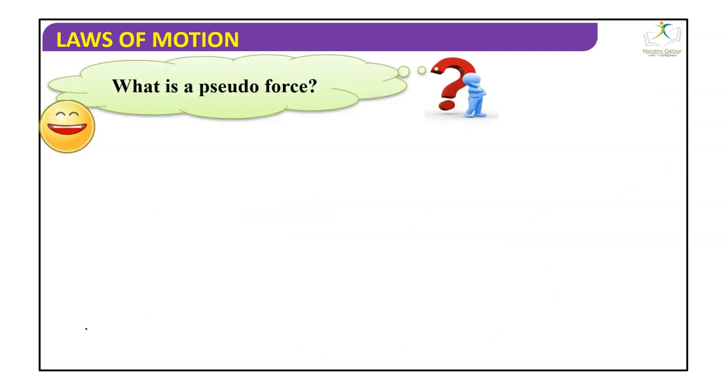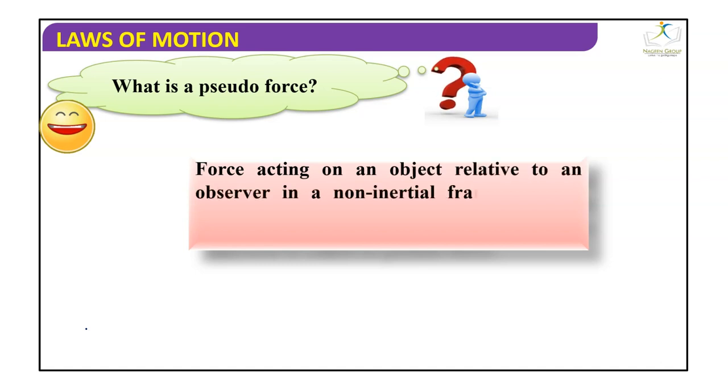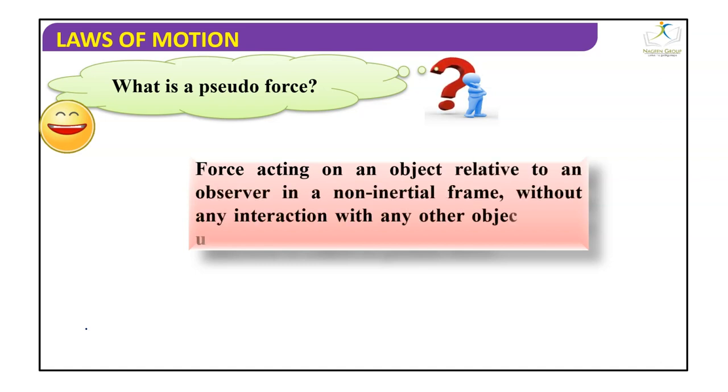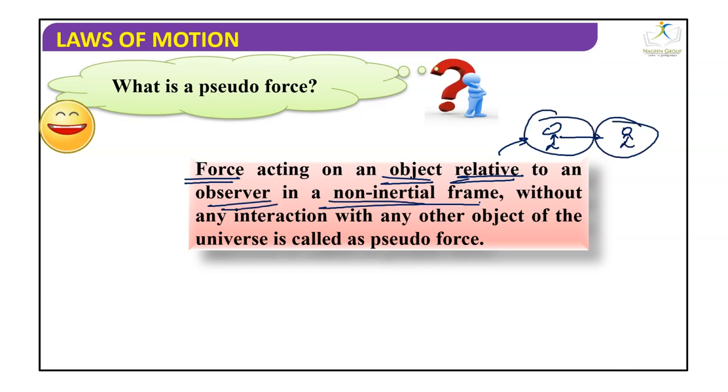What is a pseudo force? As I told you earlier, a force acting on an object relative to an observer in a non-inertial frame, without any interaction with any other object in the universe, is called a pseudo force. Force acting on the object is relative, which means if one body changes, the other can change simultaneously. So the observer is in the non-inertial frame.